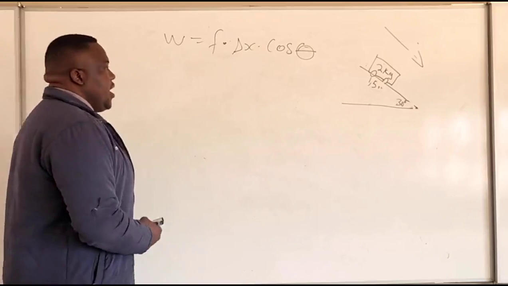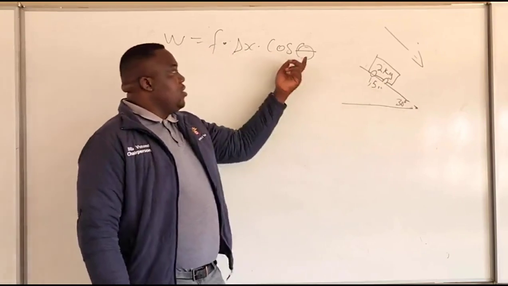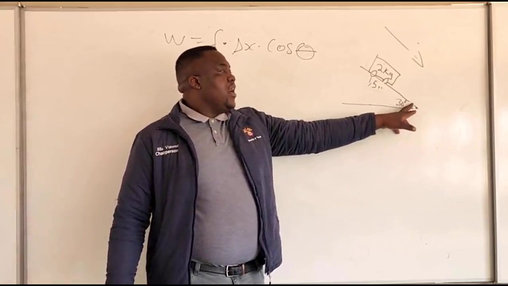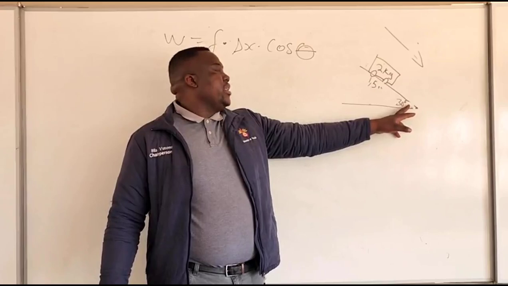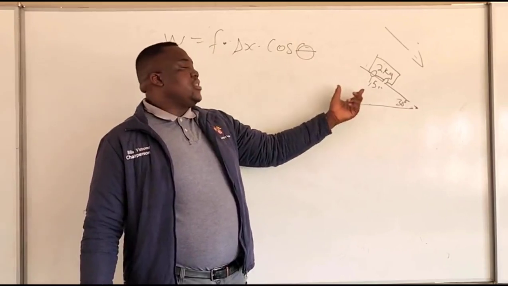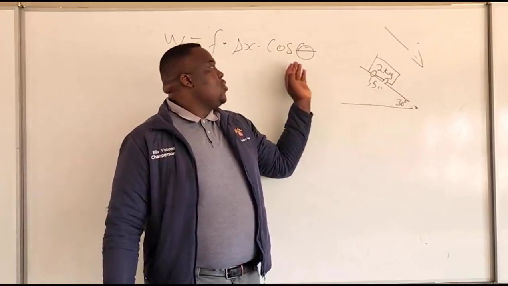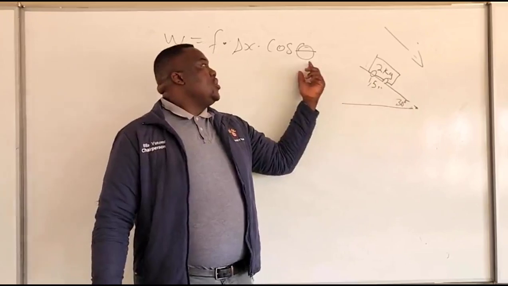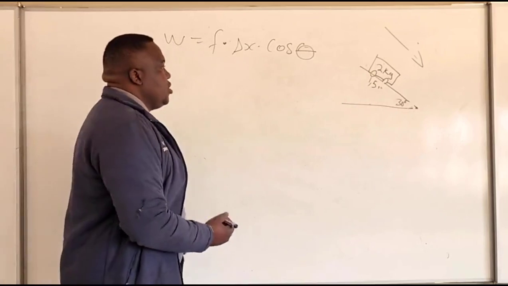The first one, I told you that when an object is going down, theta in this formula becomes 90 minus the angle of incline, the inclination here. Then when the object is going up, theta is 90 plus the angle of incline. When the object is going down, it is 90 minus the angle of incline. When going up, 90 plus the angle of incline. I hope I did not confuse you.